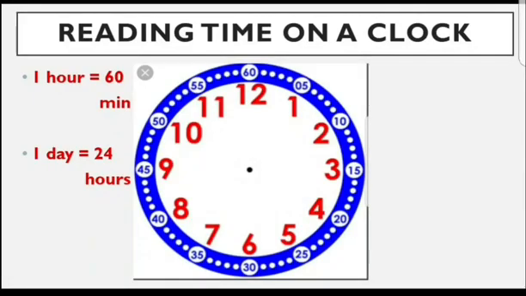Okay children, now we will learn how we can read time on a clock. Before we learn that, you should know that 1 hour is equal to 60 minutes and in one day there are 24 hours. So if you remember children, ma'am has already told you that time is measured in minutes and hours only. So the hour hand goes round the clock 2 times a day. That is till afternoon and then from afternoon till midnight. And the minute hand goes round the clock once every hour.